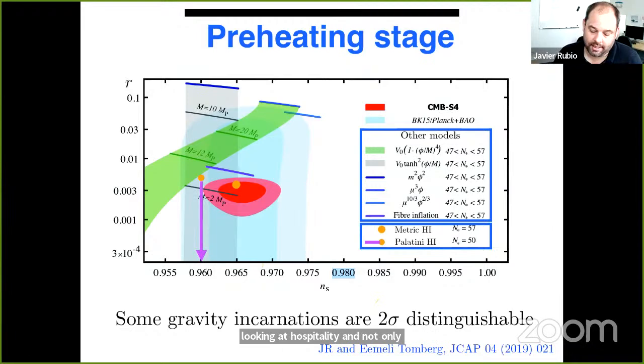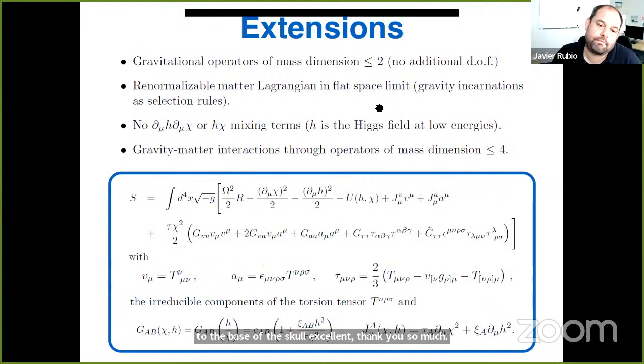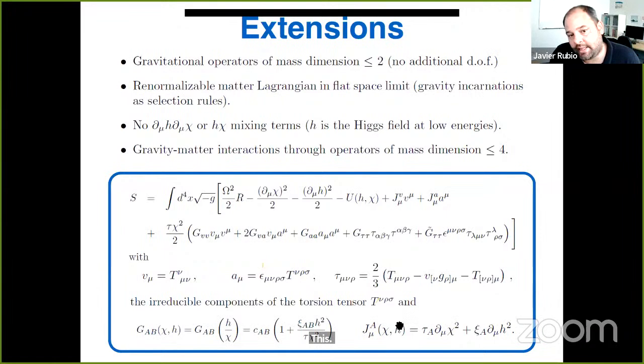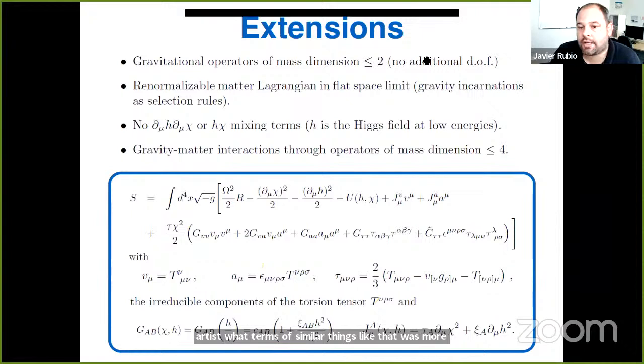Just very quickly, to put a bit of context, the action I was considering is not the only thing that you can construct with a connection and the metric. The general framework for constructing these theories was formulated by the Warsaw organizers and Georgios Karananas. In order to have a healthy extension, there are a few requirements that seem rather natural. The gravitational operators should be of mass dimension not larger than 2. That means we are forbidding R squared terms and similar things, and nothing more than quadratic in the connection, so we are not including additional degrees of freedom.